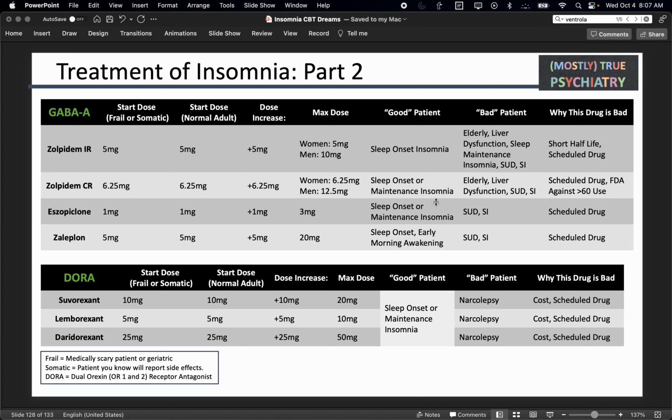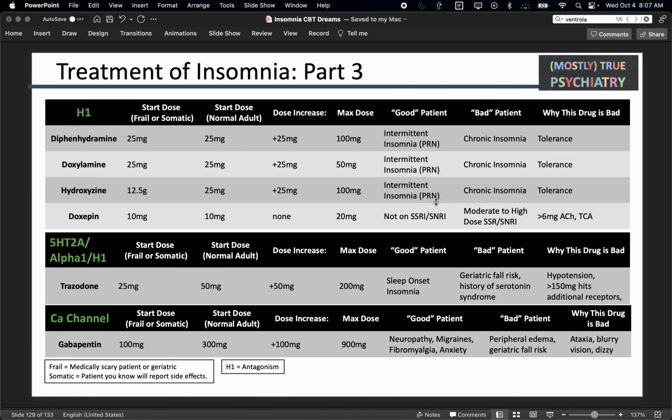The DORA, dual orexin receptor antagonists: suvorexant, lemborexant, daridorexant. These are the new drugs on the block. They have very simple dosing strategies. They work for all versions of sleep. They're horrible if the person has narcolepsy. If the person has narcolepsy, they should be treated by a sleep specialist anyways, and not you. And these are expensive. H1 antagonists can be used.